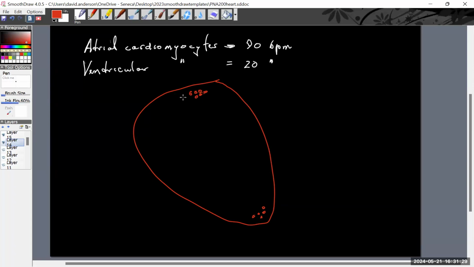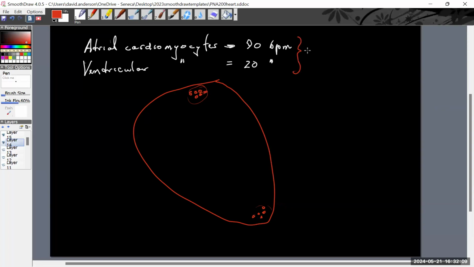Again? Okay. If you've got cells that are beating at 90 beats per minute at this end and 20 beats per minute at this end, we've got no coordination. And as a result, you're going to have random contractions, and the blood is definitely not going to be able to move in one direction from the atrium to the ventricle and from the ventricle through the semilunar valves, from the right side to the lungs, from the left side to the aorta. Right? So we need a system that's going to coordinate these contractions.